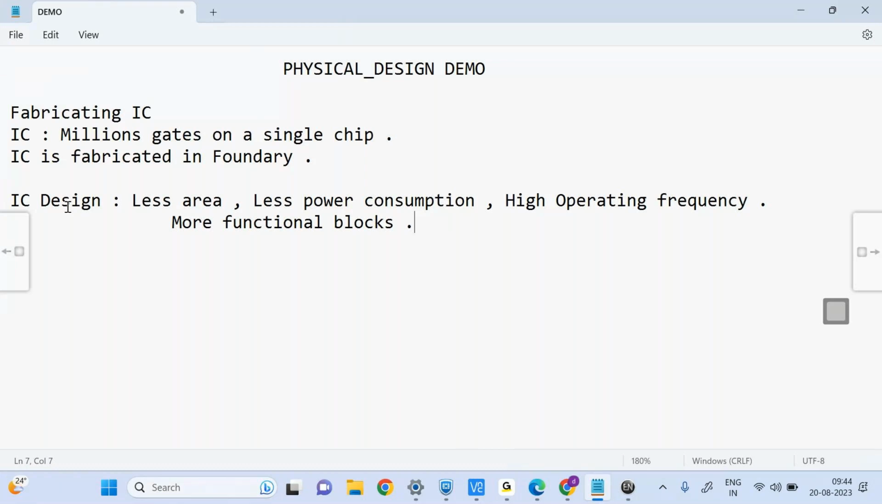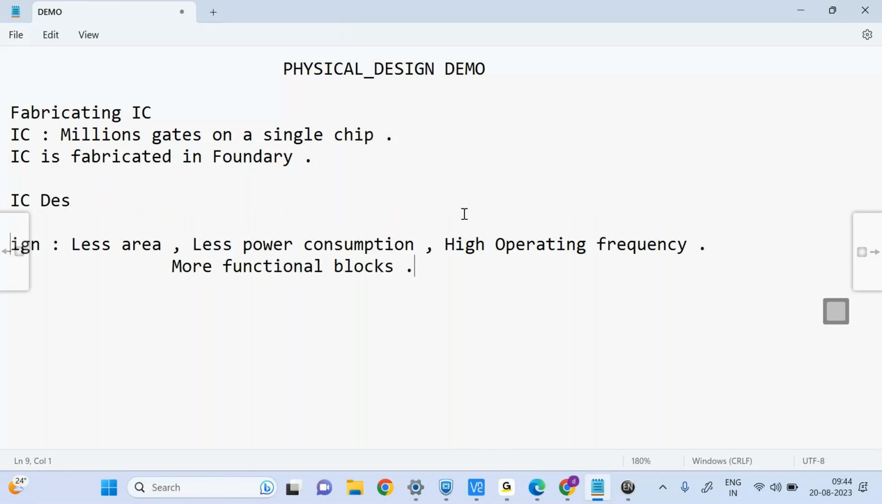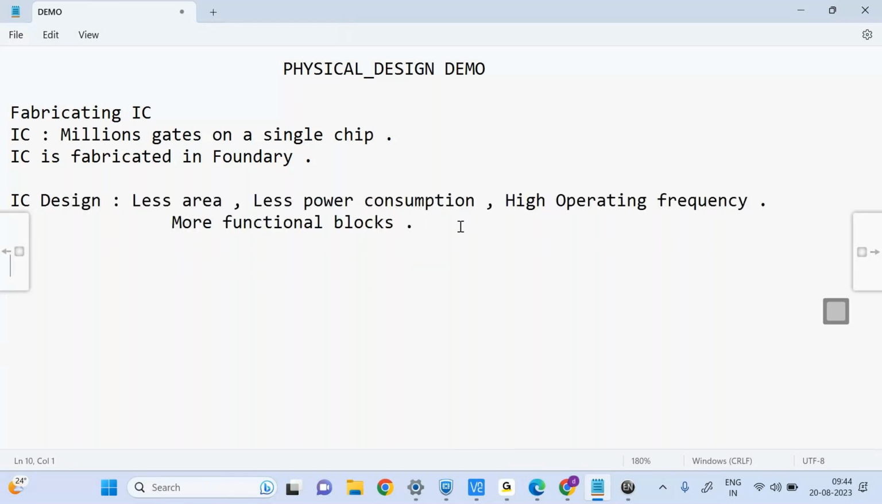So we use EDA tools. What do you mean by EDA tools? EDA stands for electronic design automation tools. We use EDA tools for designing ICs.